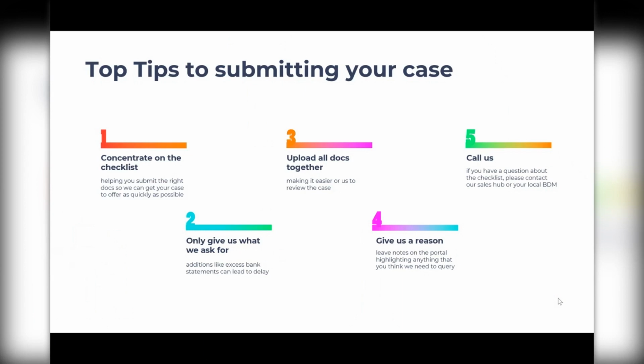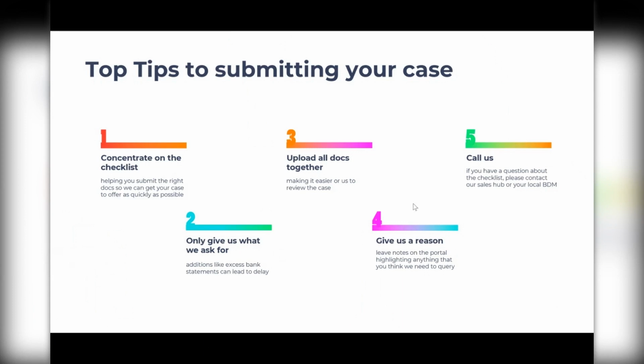First thing, which is the golden rule, is concentrate on the checklist. Never differ from the checklist. Always stick to what is on there. You will receive a checklist at the end of the case submission. This will not be emailed to you, so always stick to what is on the checklist at the end of the submission, and always try and upload all of the documents together. Only ever give us what we ask for. Don't ever upload anything further.